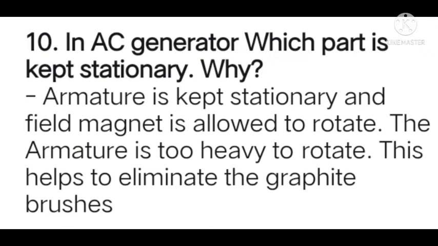In an AC generator, which part is kept stationary? Why? In an AC generator, the armature is kept stationary and the field magnet is allowed to rotate. The armature is too heavy to rotate, so it is kept stationary. This helps to eliminate the graphite brushes.